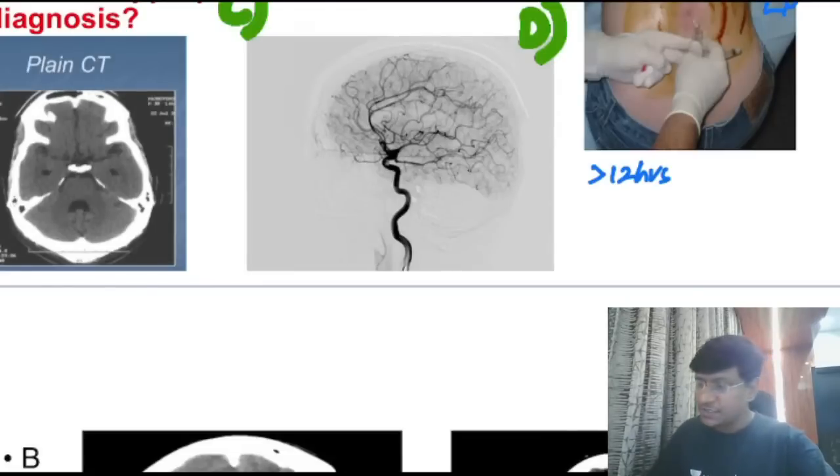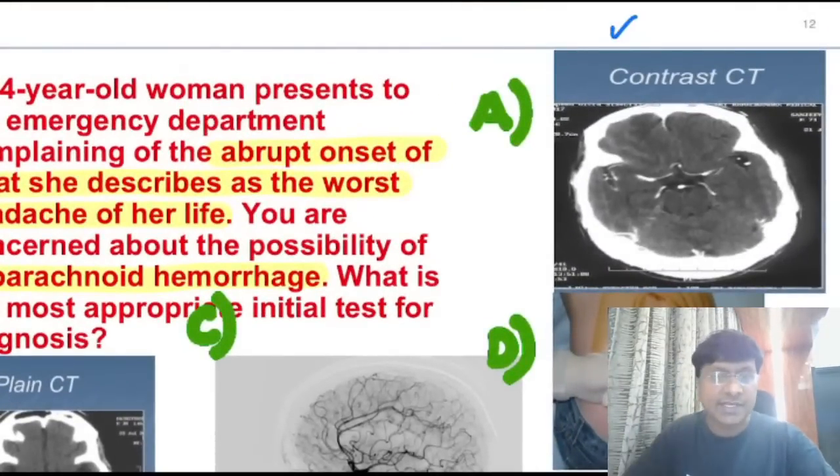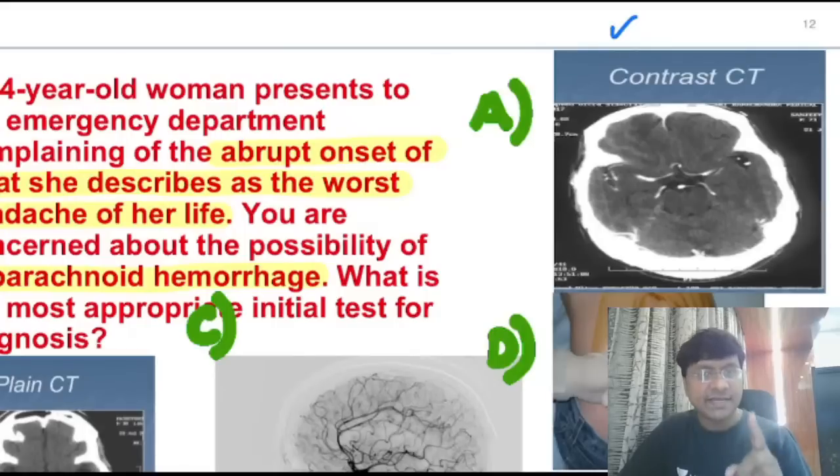Now the question is about the contrast CT. Why is it that we don't do contrast CT in patients with subarachnoid hemorrhage? See, the head CT with IV contrast is not useful in subarachnoid hemorrhage. Why? Because the brightness of the contrast material may make it difficult to identify the blood in the subarachnoid space. That is the reason why contrast CT is not used in subarachnoid hemorrhage.